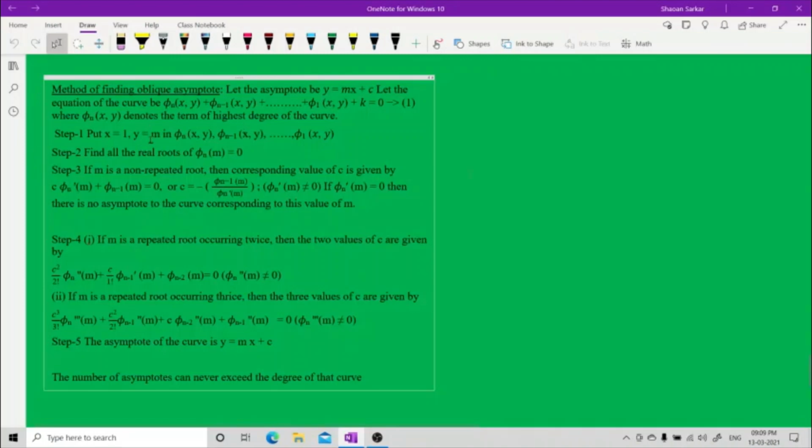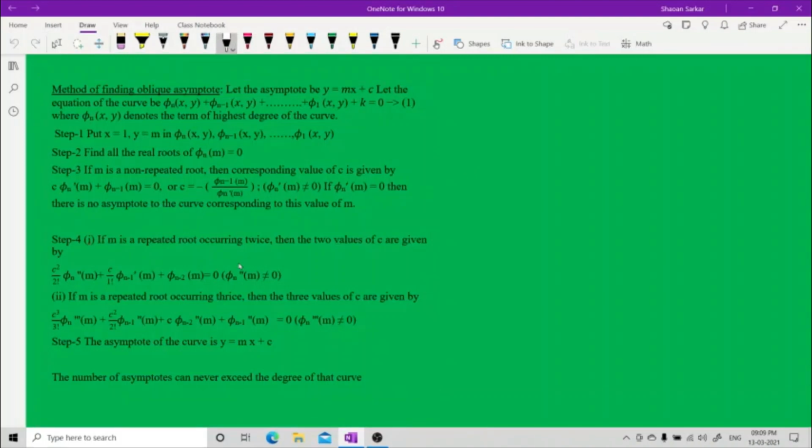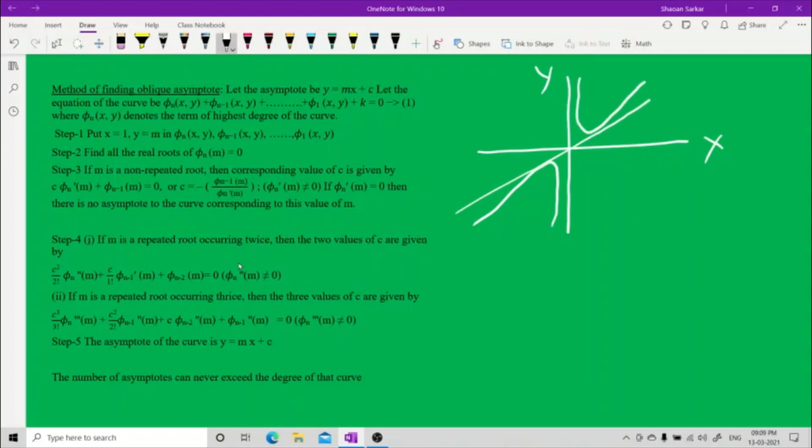Oblique asymptote, this is the method to find, but before that let me make you understand what is an oblique asymptote. Suppose this is your y axis, this is your x axis. Suppose a curve is like this. A line which is parallel to this curve, which is neither horizontal nor vertical, is called oblique asymptote, OA. I'm writing in short, you will write in full.